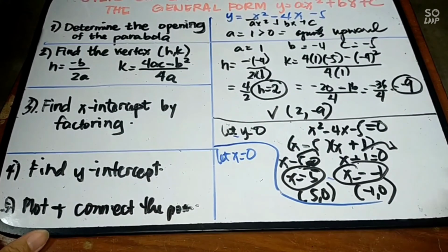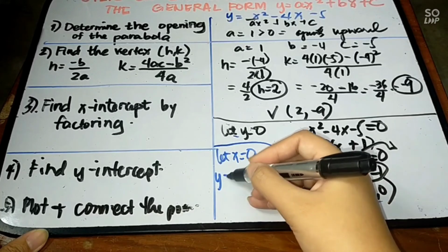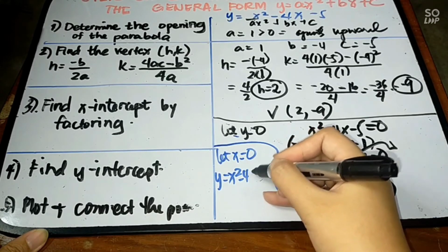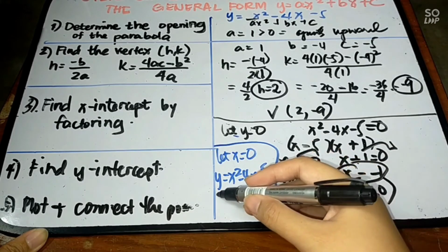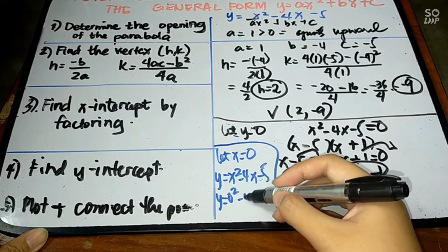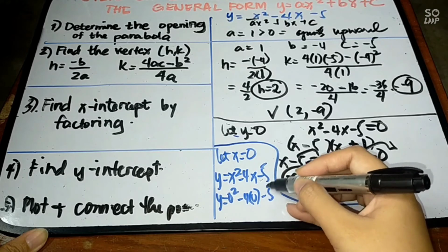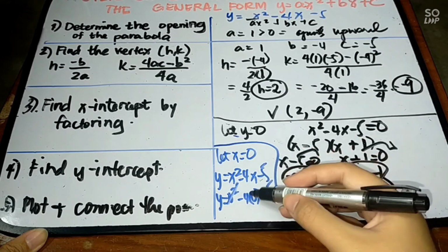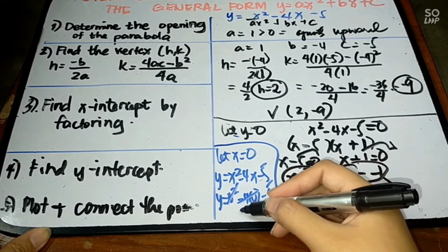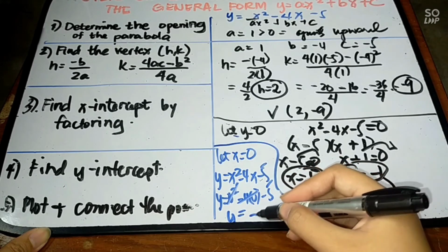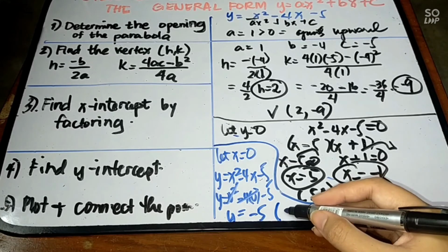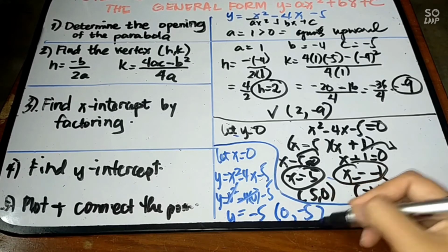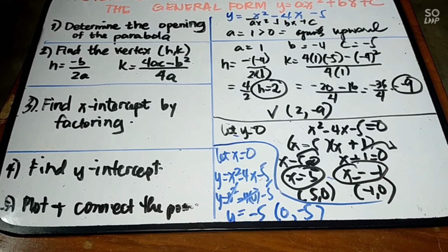So, from the given, y equals to x squared minus 4x minus 5. The x, you will make it 0. Y is equals to 0 squared minus 4 times 0 minus 5. So, meaning this will disappear because it is 0 already. This will also disappear, becoming 0. Therefore, your y is equal to negative 5. Then, your y-intercept is 0 and negative 5. So, now we have our points.